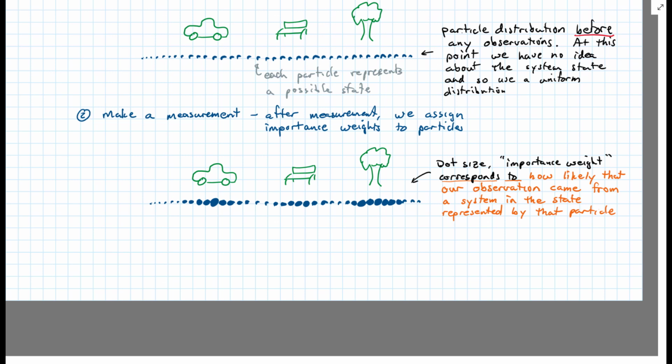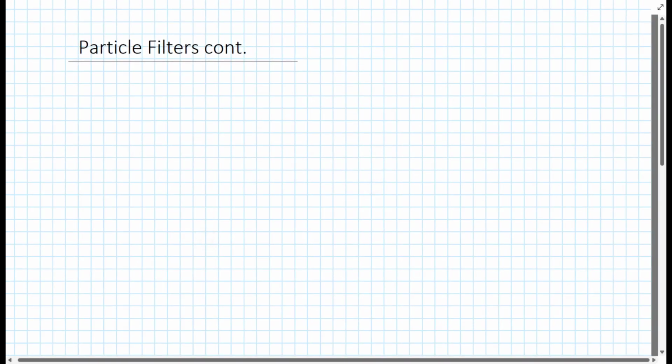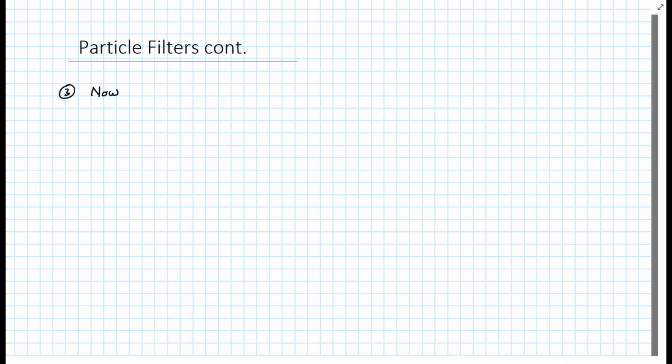The next step is going to be, I think, the most critical part of particle filters. It's called the resampling step. So after we've done this, we resample.